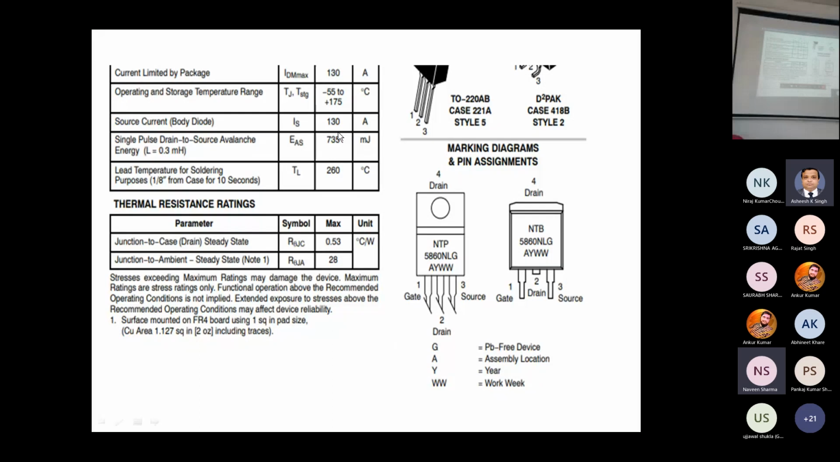So we have another point: 0.53 degree centigrade per watt. Suppose we have RDS on and the current in the system, according to that we can calculate I square RDS on, the on-state power loss in the device. And if that is higher in watts, then there will be a higher degree centigrade added to this, and a higher temperature rise will be there.